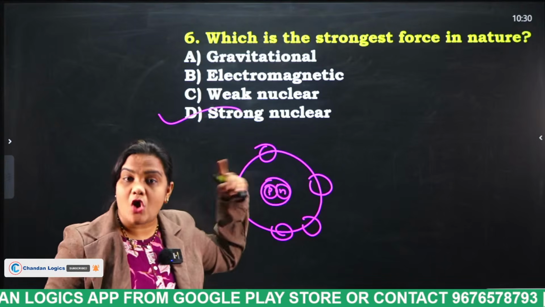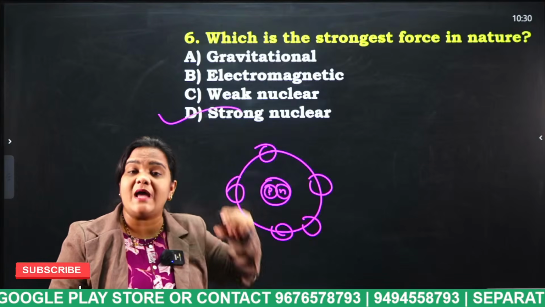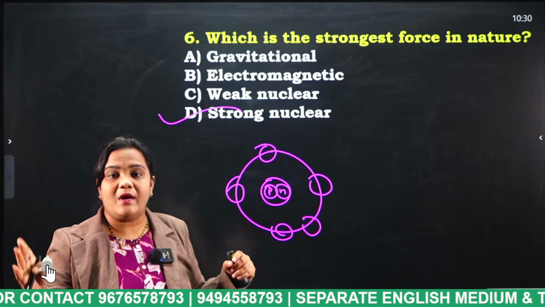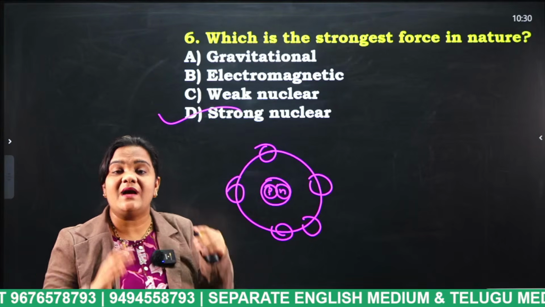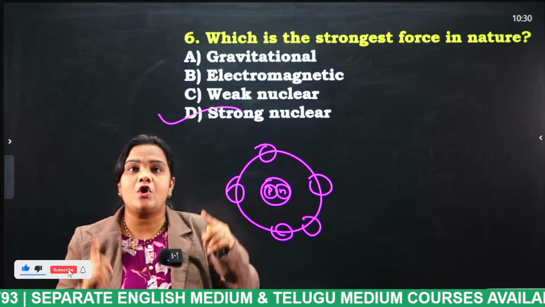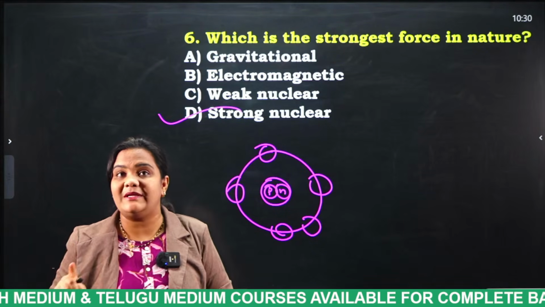Because of this strong nuclear force only. If there is no strong nuclear force, the nucleus will not stay at the center, it will fly away. By this we can say that in our nature the strongest force is the strong nuclear force. Got my point? That's not 12.5, it's 7.2 kilometers per second.